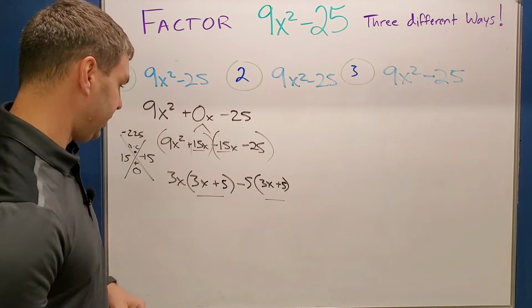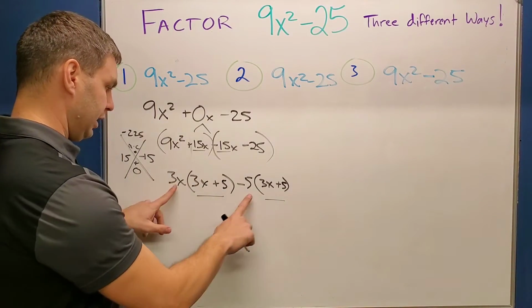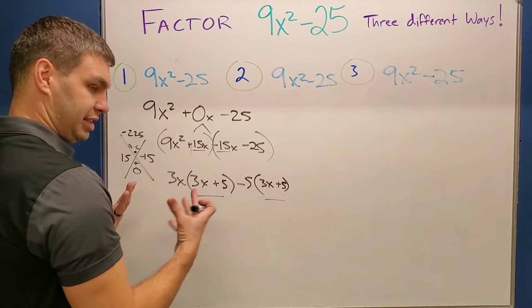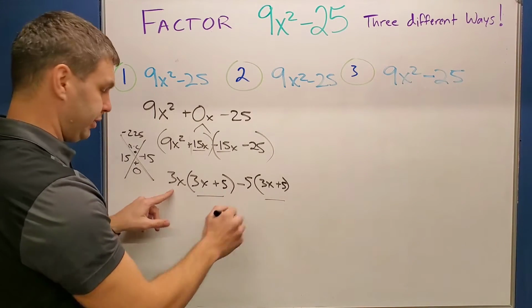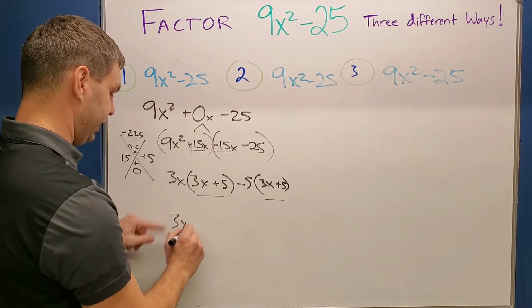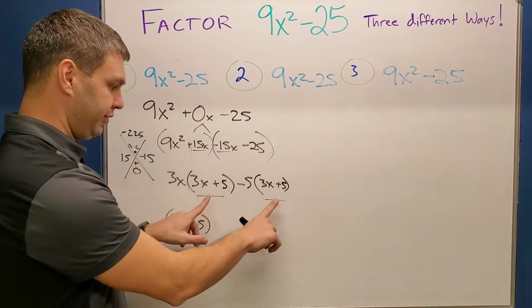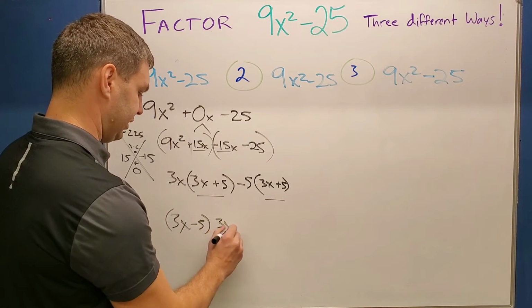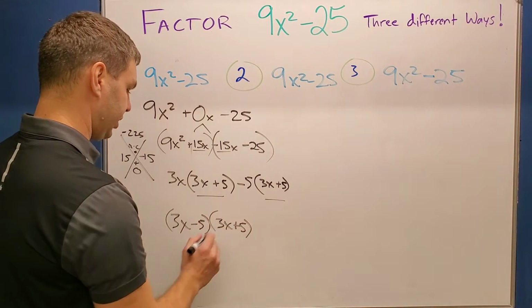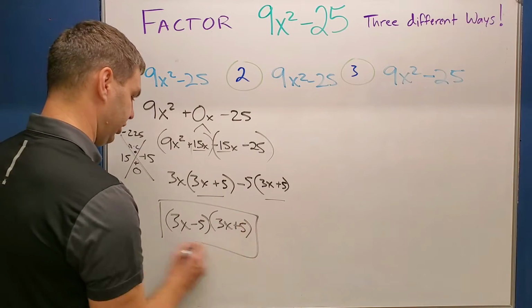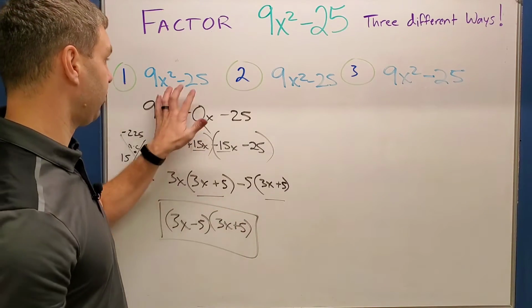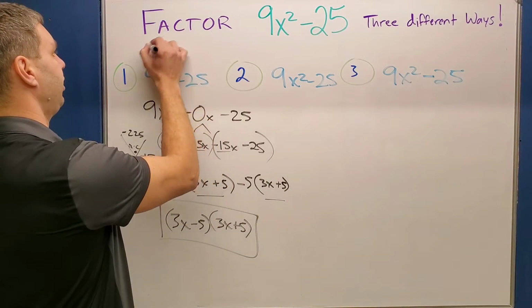So since those are the same, then we're gonna write our answer as these 2, kind of on the outside of our sets of parentheses there. We're gonna write those together as 3x minus 5. And then we're only going to write one of the sets of parentheses. In this case, 3x plus 5. All right, and all that together is your answer when we factor this by grouping. All right, in fact, I'll put that up here.